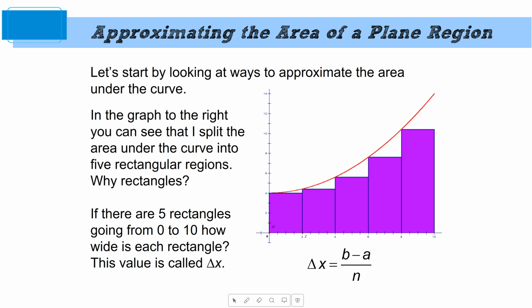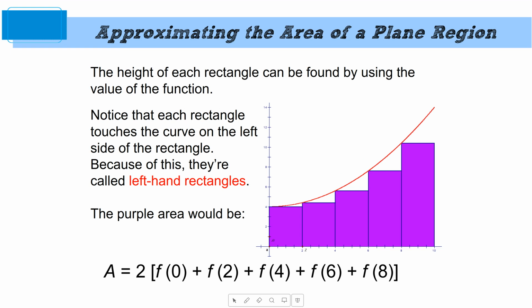A lot of this early stuff with integrals, we're going to use the KISS method. You know what the KISS method is, right? Keep it simple, stupid. If I want to approximate the area under that curve, all I need to do is find the area of the 5 rectangles and add them up. Okay. Which would be something like that.